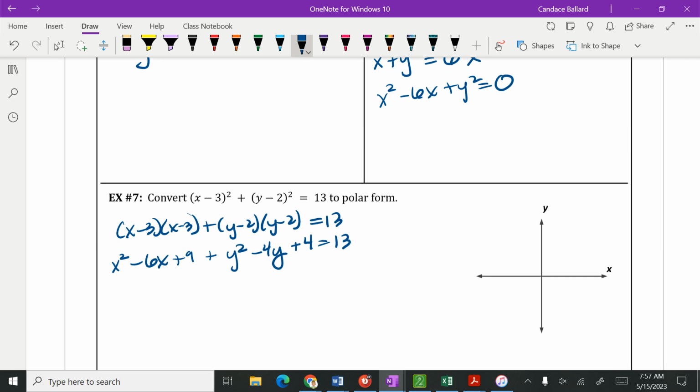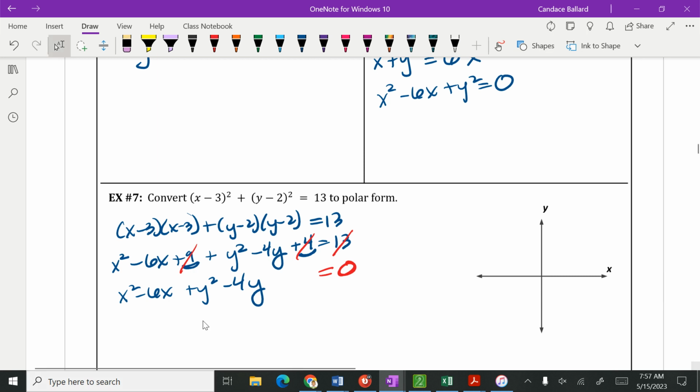Let's try to isolate and get just the x's and the y's on the one side. So if I took this and this to the other side, what's 9 plus 4? 13. If I subtract that to the other side, what happens? They all cancel, don't they? So technically they all go away and I'm equal to 0. So let's go with that for now. We've got x squared minus 6x plus y squared minus 4y equals 0.